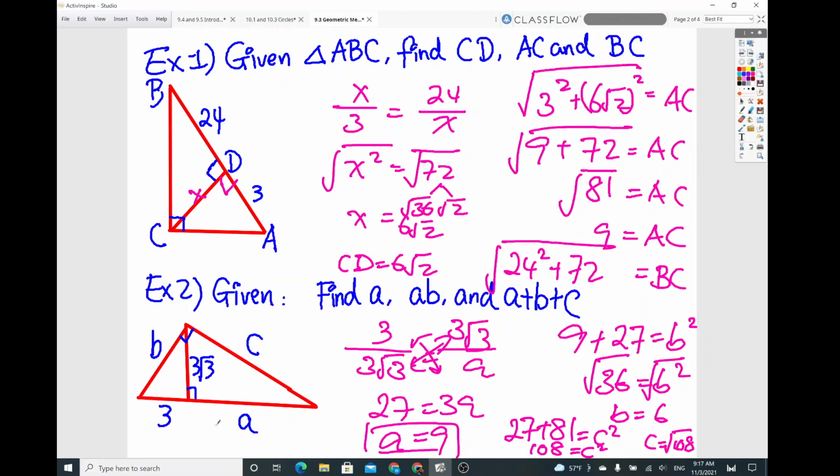is that divisible by 4? So it looks like it is divisible by 4. Is that divisible by 36? Okay, so 108 divided by 36. It is. So for C, then that would be considered root 36 times 3, so 6 root 3. Okay.